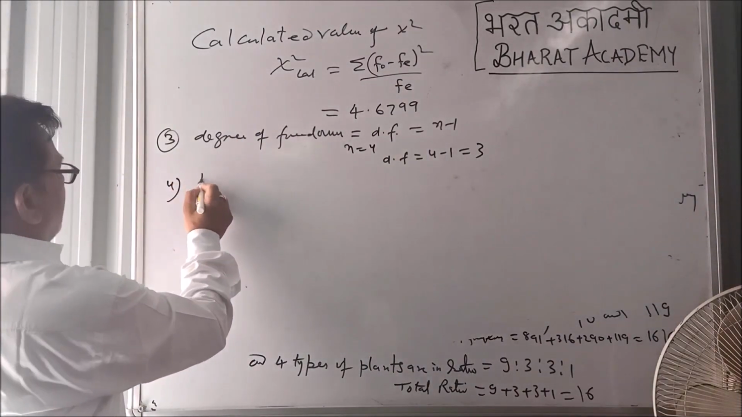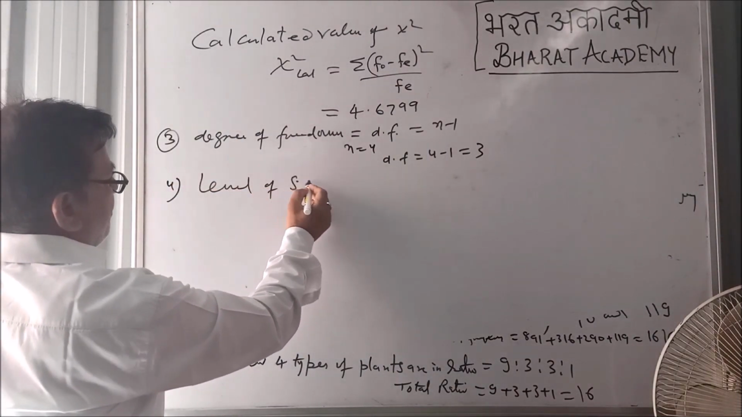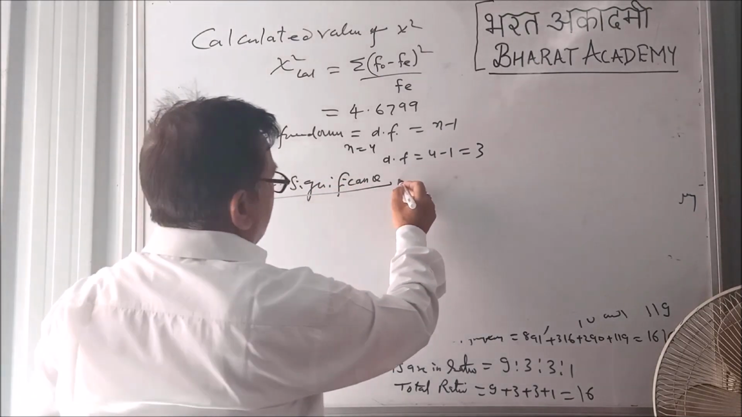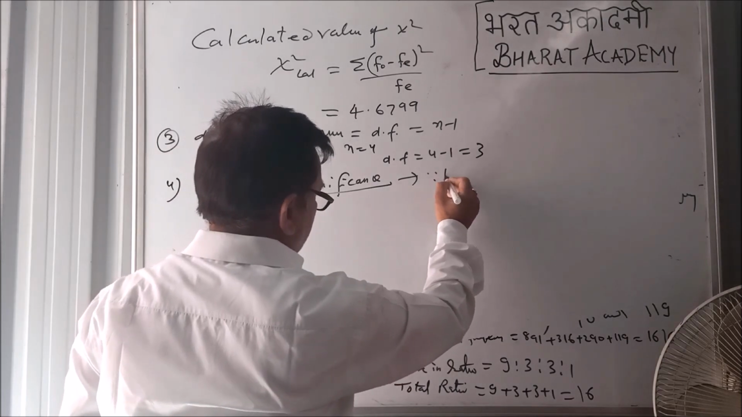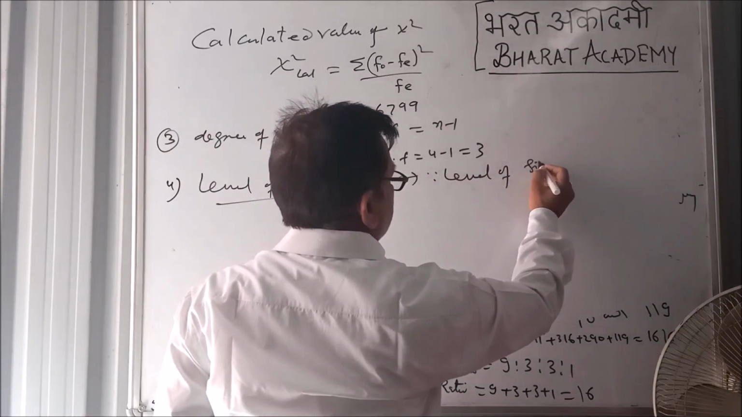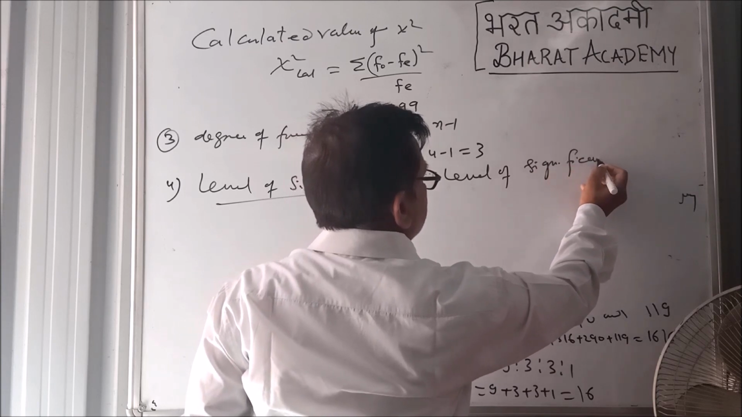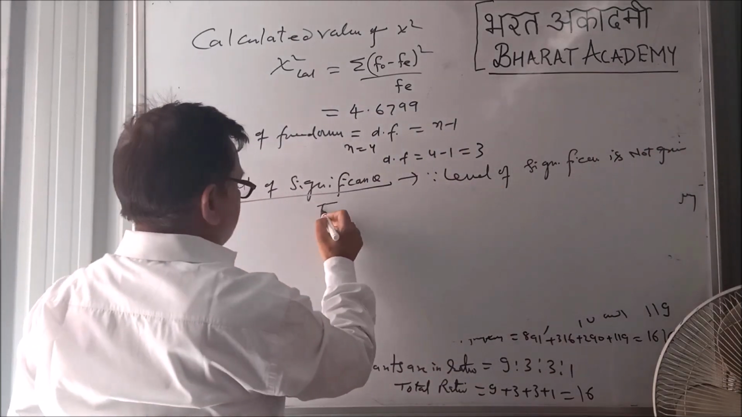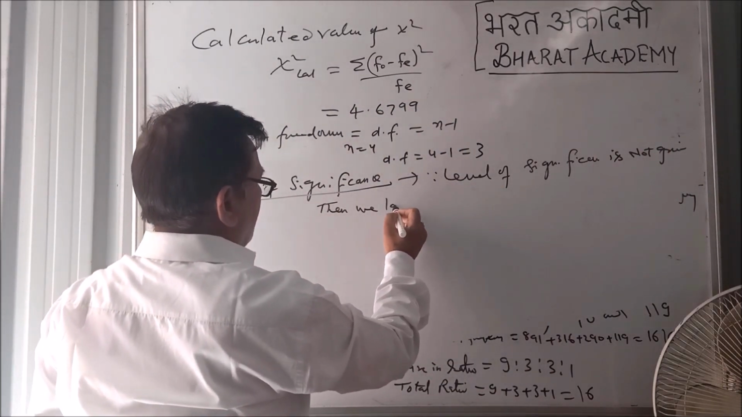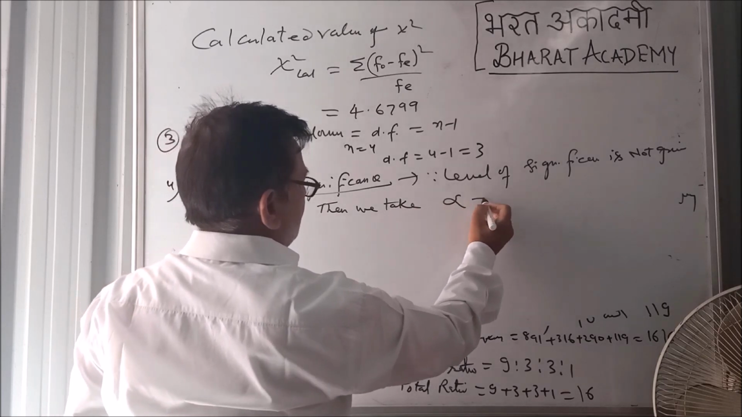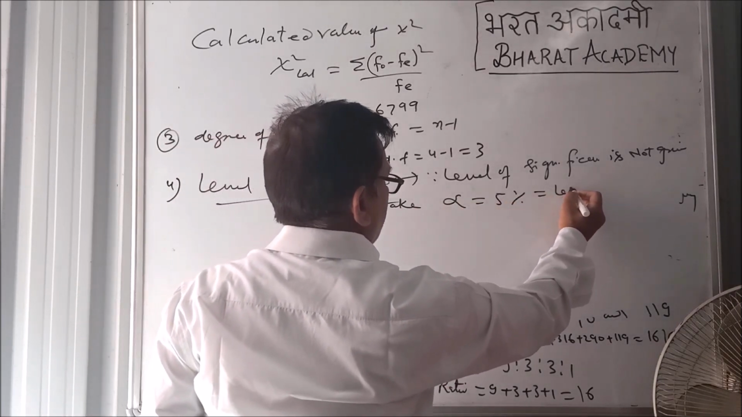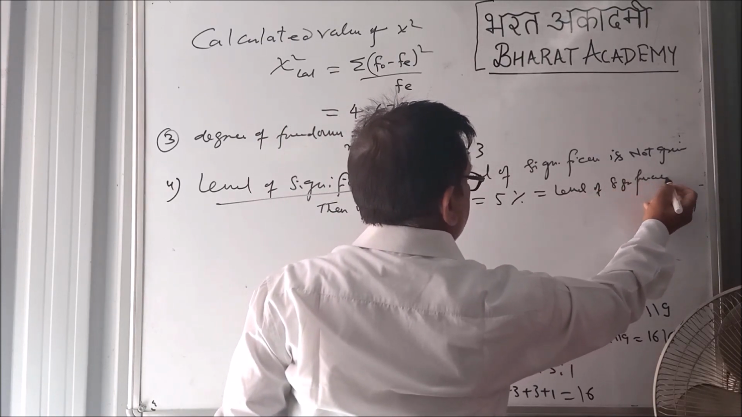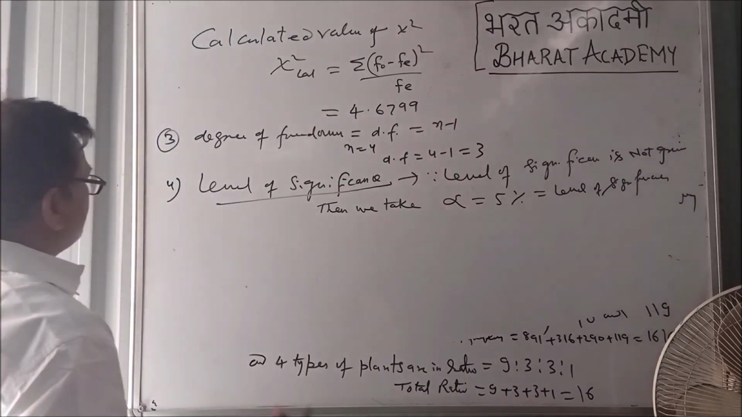Now next step in the testing of hypothesis is level of significance. Fourth step is level of significance. In this question, level of significance is not mentioned. Since level of significance is not given, so then we take level of significance alpha equal to 5%. Level of significance is equal to 5%.